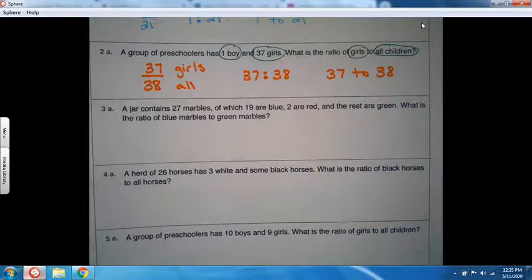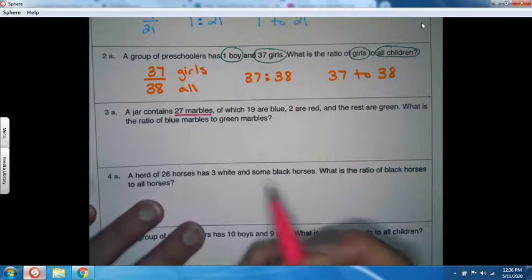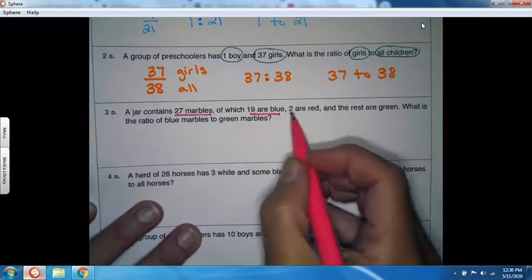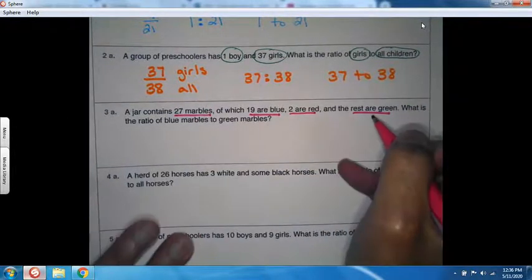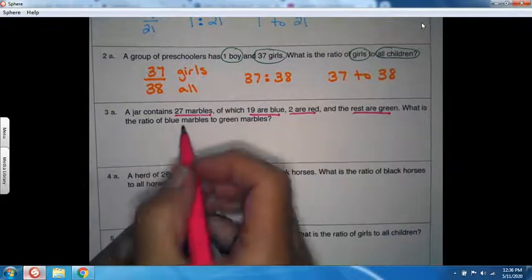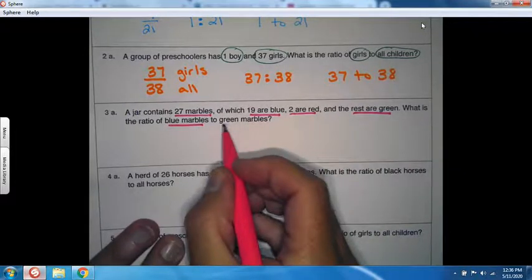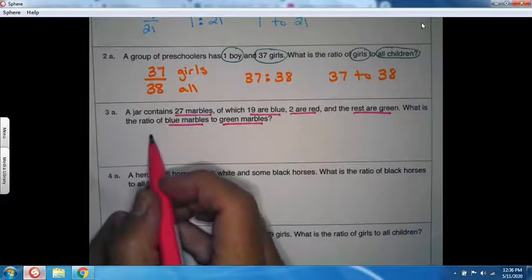Next, we're talking about marbles. Now, this gets a little trickier because here we've got 3 different colors. We have a total of 27 marbles. 19 are blue, 2 are red, and the rest are green. Uh-oh, it doesn't give us a number here, right? So we have to figure this number out. What is the ratio of blue marbles to green marbles? Okay, so we know blue. Blue is 19, so we can put that on the top.